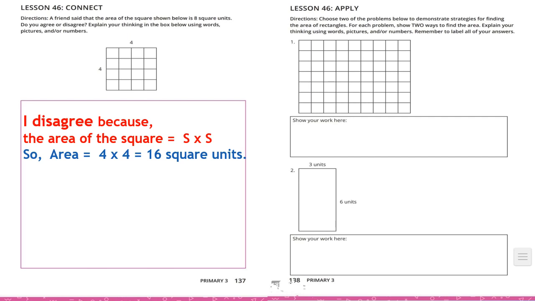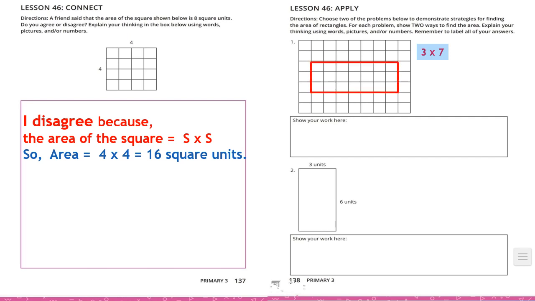Choose 2 of the problems below to demonstrate strategies for finding the area of rectangles. For each problem, show 2 ways to find the area. Here in this grid, or in this shape, we will draw a rectangle. This rectangle I choose to be 3 times 7. So I will have 3 rows, and each row contains 7 squares, like this.